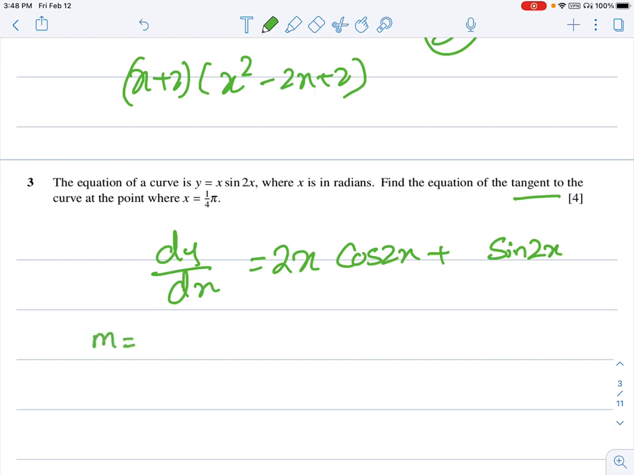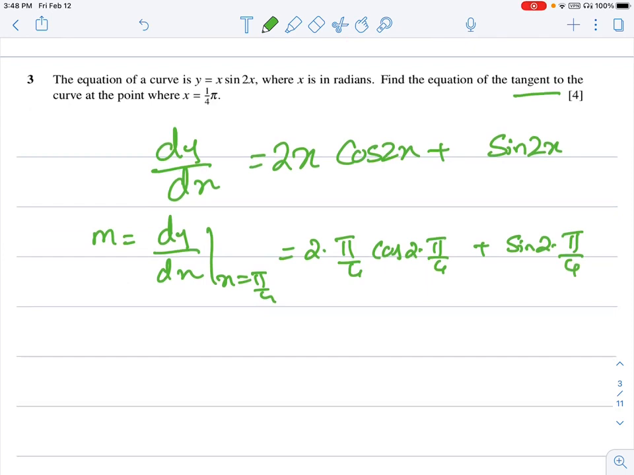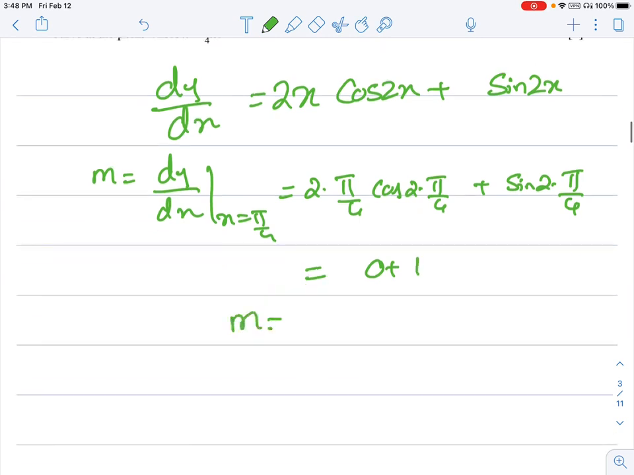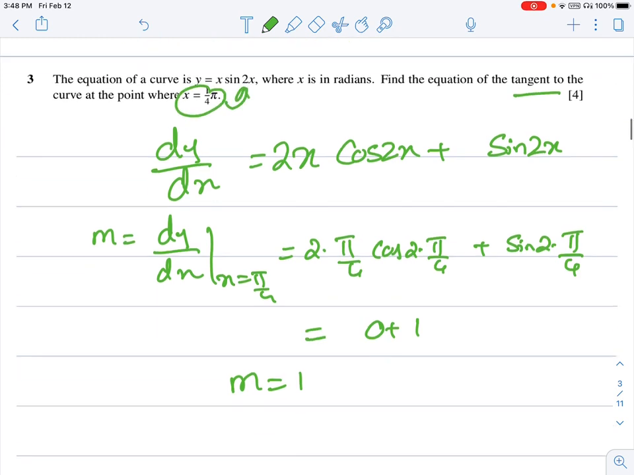So m is equal to dy by dx at x is equal to pi by 4. It becomes 2 times pi by 4 times cos of 2 times pi by 4, plus sine of 2 times pi by 4. Cos pi by 2, cos 90 is 0, so 0 plus sin 90 is 1. So my slope is 1. The x value is pi by 4. Substitute and get the y value.